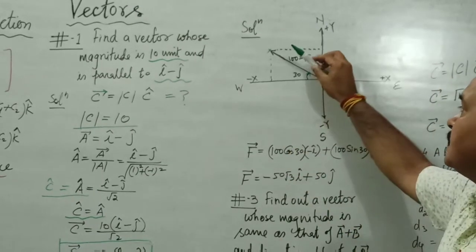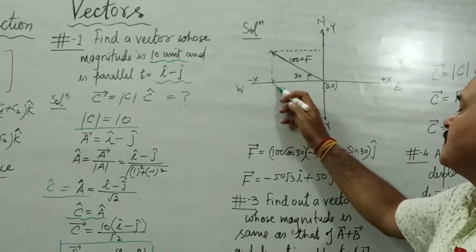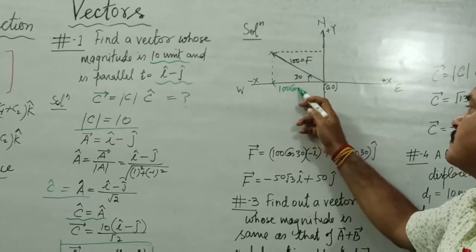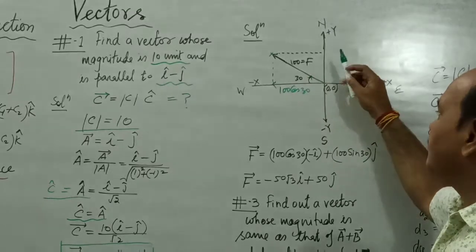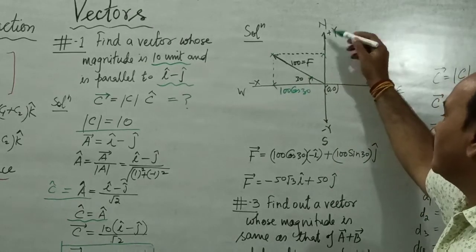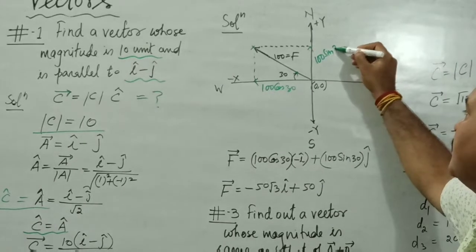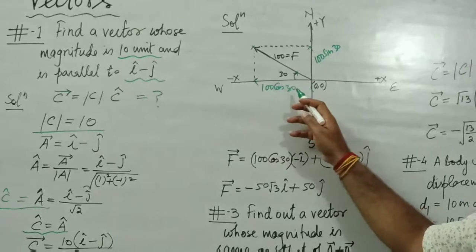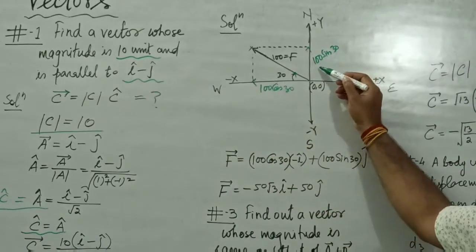So if this is 100, this length is going to be 100 cos 30. And if this length is 100, and this angle is 30 degree, the intercept along y-axis is going to be 100 sine 30. 100 cos 30 degree is the intercept along x-axis, and this is the intercept along y-axis.